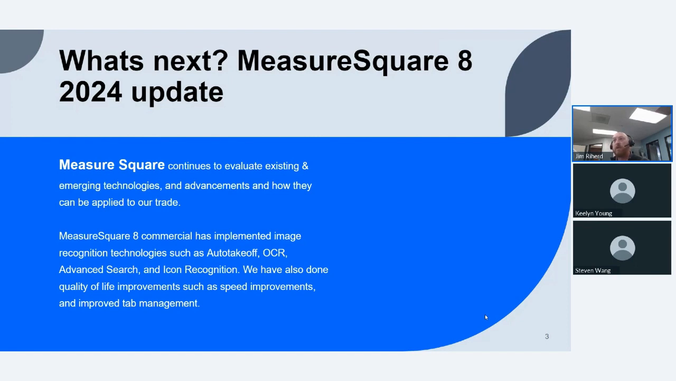So what this all kind of boils down to is MeasureSquare 8 Commercial has implemented image recognition technology such as auto takeoff, which is already there, so some of you may be familiar with it. OCR, which is a text recognition piece of tech, some advanced search options, and icon recognition. We also have done some quality of life improvements, such as speed improvements, along with a new improved tab management. So this is kind of an overview of what we're going to be covering today.